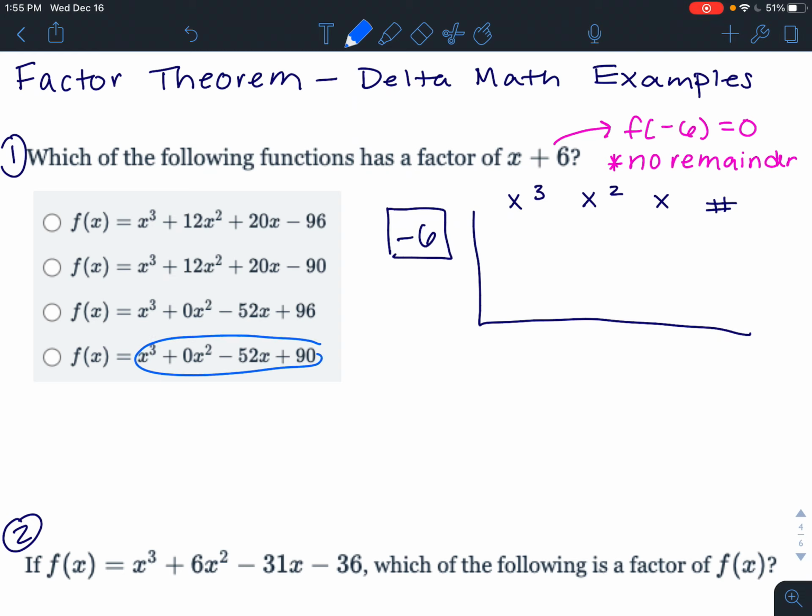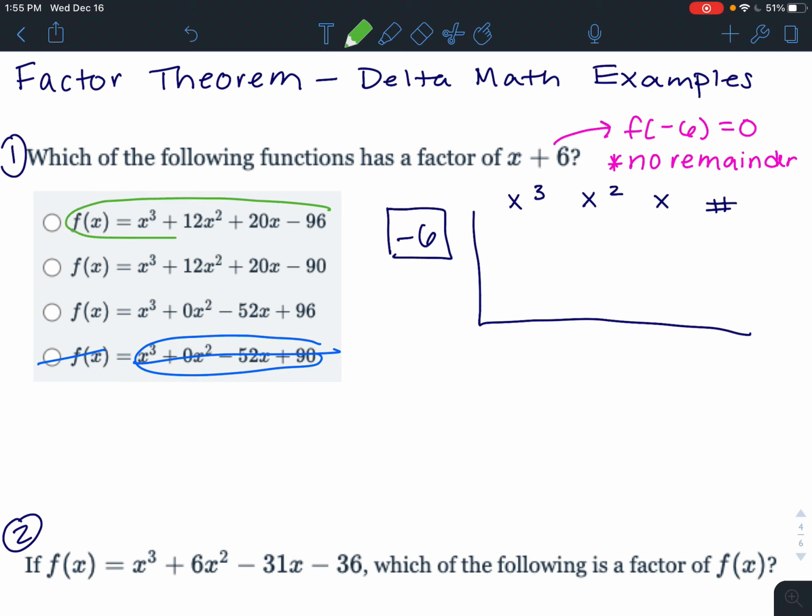Let's start with the bottom function. I'm going to put in 1, 0, negative 52, and 90, and then just go through my synthetic division. I'm going to use a calculator because I'm feeling a little lazy today. Okay, so that's not going to work out. 90 plus 96 is not 0, so I can cross this one out. Not an option. So all I'm going to do is erase the work inside my table and try another one.